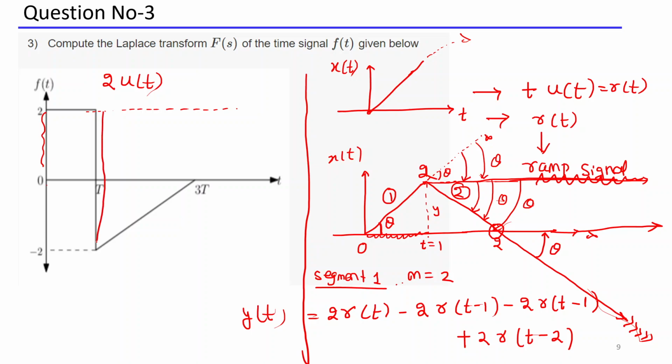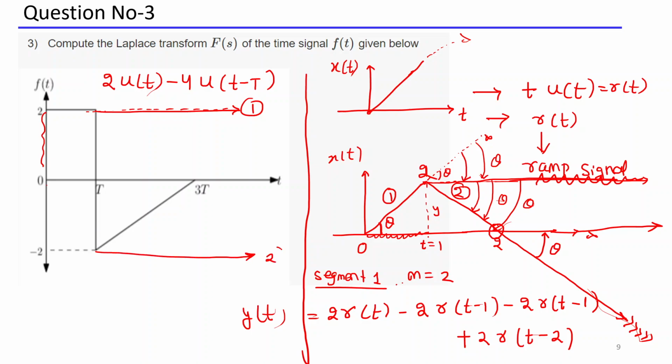Here, how much do you have to come down? You have to come down by a height of these 2 and the negative 2. So you have to come down first by a height of 4. So write down minus 4 u of t minus t, because at t equal to t you have to come down. So now you are moving in this direction. Understand? Because previously you were moving in this direction. If you fall down by the same height, now you are moving in this direction too. But it is not the final destination you want to reach. At the final destination, you have to make an angle theta. You move with a ramp slope.